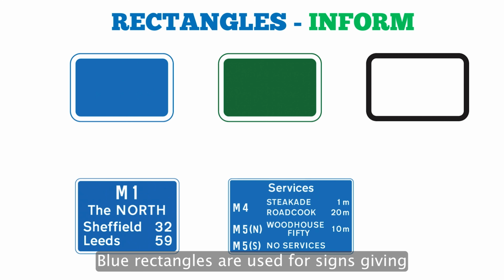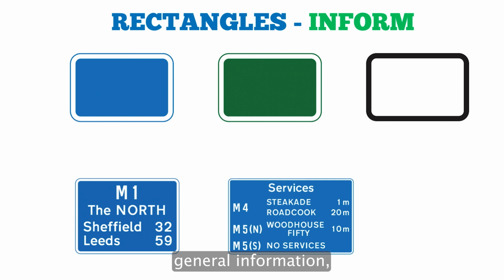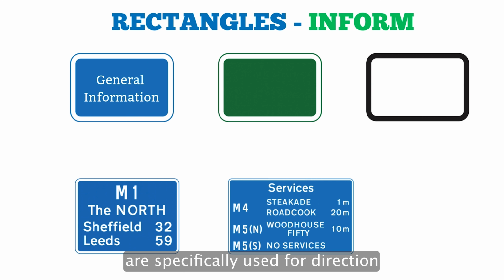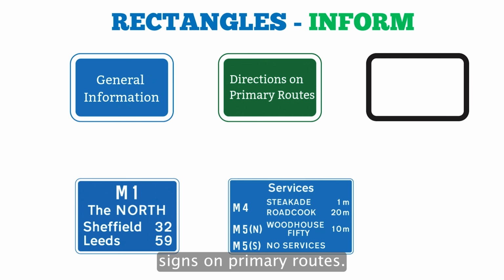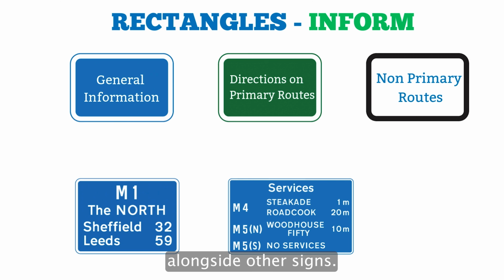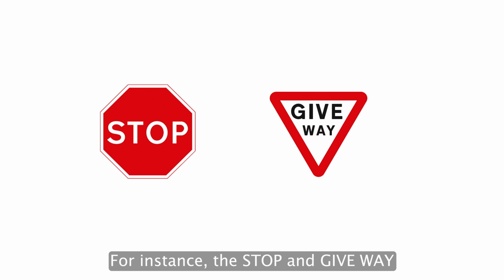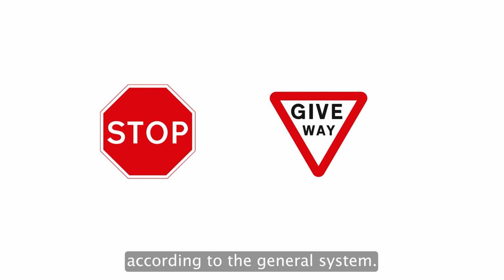Blue rectangles are used for signs giving general information, while green rectangles are specifically used for direction signs on primary routes. White rectangles are often used for information on non-primary routes or as supplementary plates alongside other signs. There are a few exceptions to these rules that help certain signs stand out. For instance, the stop and give way signs are not shaped according to the general system. They are given special prominence to ensure that drivers pay attention to them.